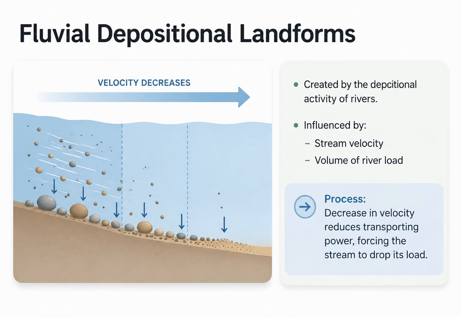We've covered how rivers tear down the land, but they are also master builders. Fluvial depositional landforms are created when rivers drop the material they've been carrying. This entire process is governed by stream velocity and the volume of the river load. Simply put, when a river slows down, it loses the kinetic energy needed to carry sediment. It is forced to drop its load, building new landforms in the process.